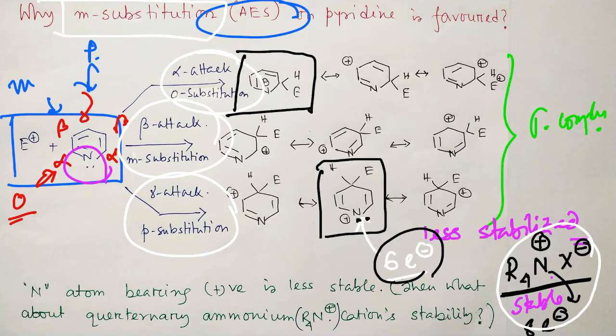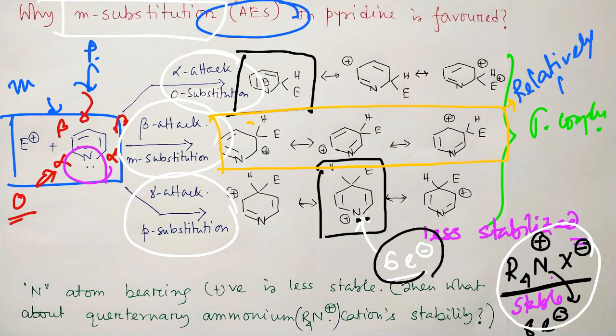From this, what have we understood? We have understood that in case of beta attack, or meta-substitution, the positive charge never comes on the nitrogen. Instead, it always goes over a carbon atom, which is relatively less electronegative than nitrogen. So this is more favored. By the way, the whole nucleus is deactivated, so in that context this is relatively favored than ortho and para.